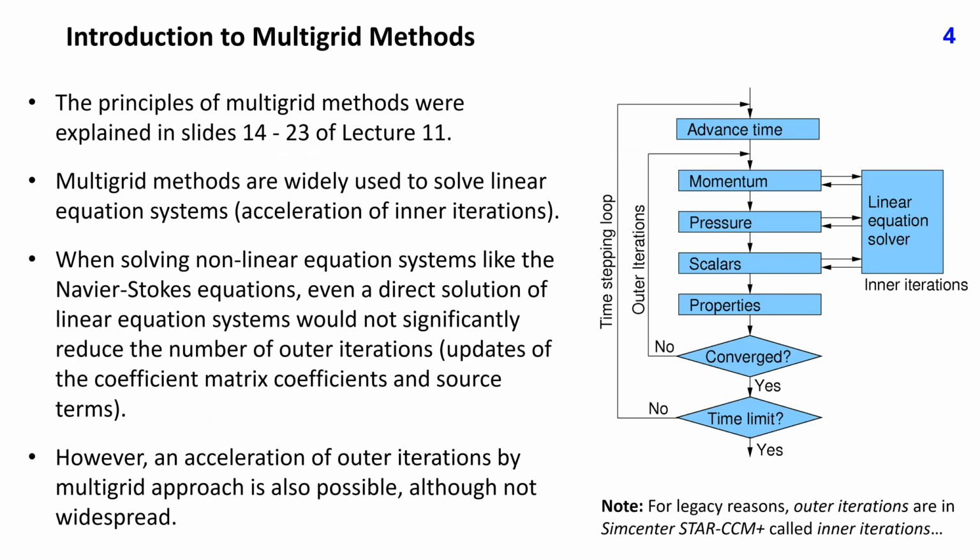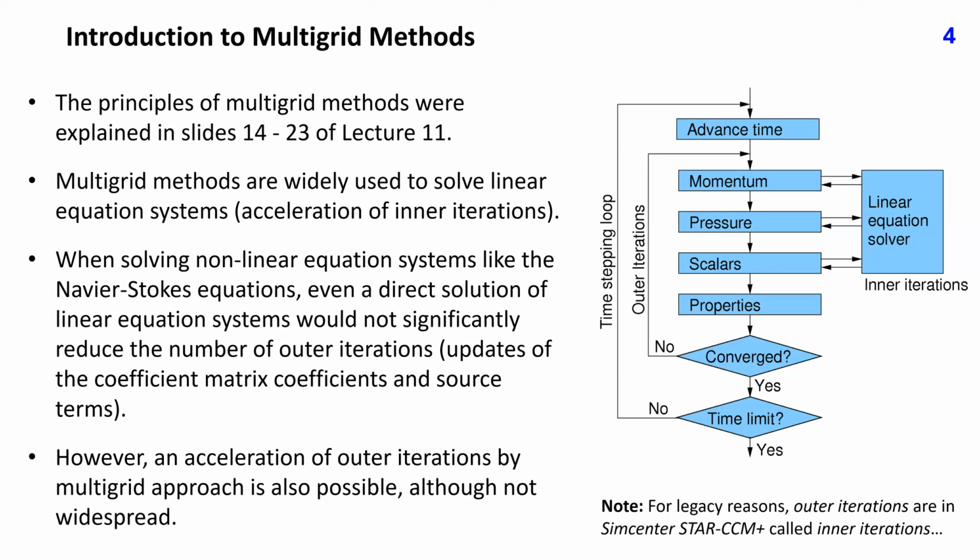The principles of multigrid methods were explained in slides 14 to 23 of lecture 11. Multigrid methods are widely used to solve linear equation systems, that is, for the acceleration of inner iterations. Most commercial CFD codes use algebraic multigrid methods for inner iterations. Such methods are also used when solving the pressure or pressure correction equation in some explicit solution methods which do not have an outer iteration loop shown in this flow chart. For example, the non-iterative fractional step solvers.